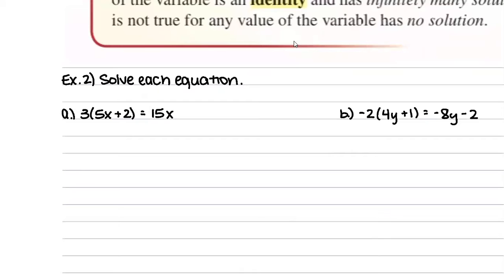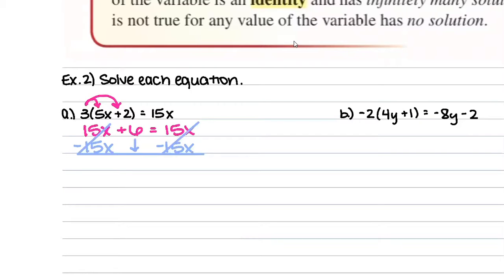For example, 2a, we have 3 times 5x plus 2 is equal to 15x. I am going to distribute this 3 and do 3 times 5x, which is 15x, and 3 times 2, which is 6, equal to 15x. From here, I am going to subtract my 15x from each side. You'll realize that 15x minus 15x is 0, so these both cancel out. Your 6 would drop down, and it says 6 is equal to 0.